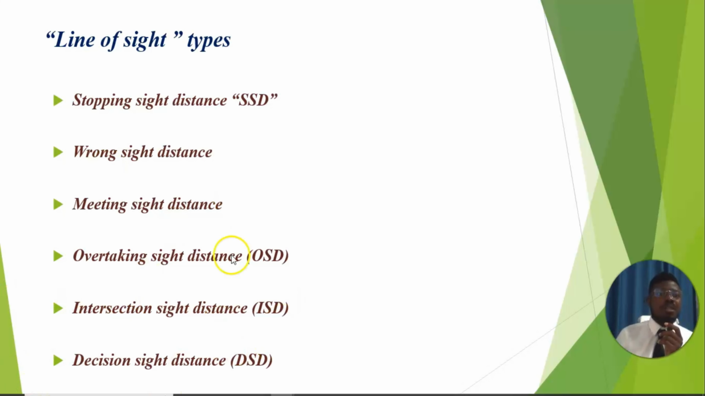So it's a little bit different from wrong side distance, because wrong side distance is the ability of them returning back to their lane. But meeting side distance means that the moment they can see each other, the shortest possible distance for them to bring their vehicles to a stop in order to avoid collision is what we call the meeting side distance. And the fourth one is overtaking side distance.